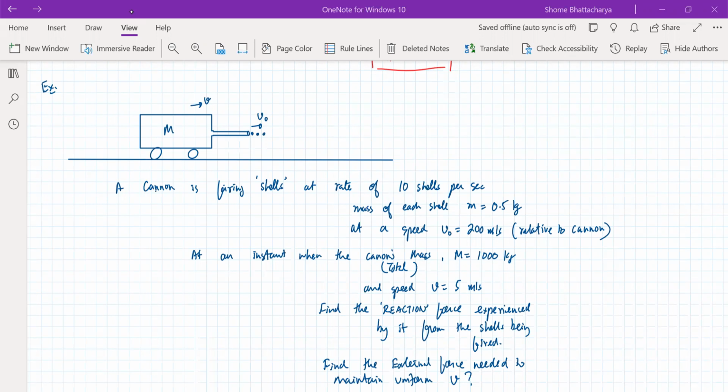So it will be reaction impulse, right? No, it's force only because each shell is experiencing an impulse, but there's a constant rate at which shells are continuously being fired. Understanding the point? A single shell being fired is a single event which will create a reaction impulse. But now per second, there are 10 shells being fired. So there's a continuous rate at which impulse is being generated. So rate of impulse is force. Yes, sir. Okay.